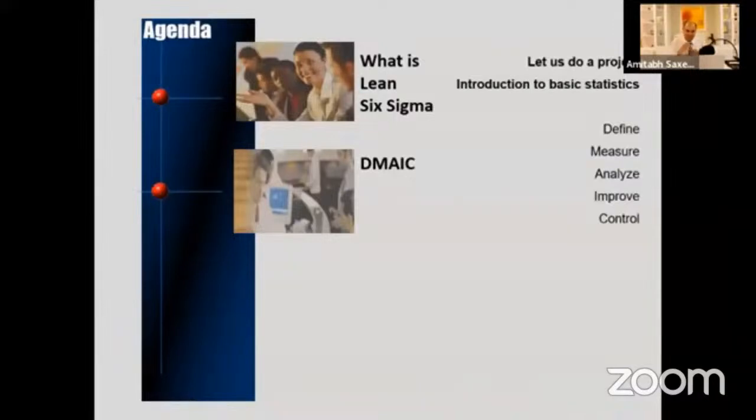The speed of this program is a little fast because I want to give you a lot of tools in 2.5 hours. That is the reason I'm being a little fast. This video is available to you anytime. You can watch this video any number of times. Now let us follow DMAIC: define, measure, analyze, improve, control.